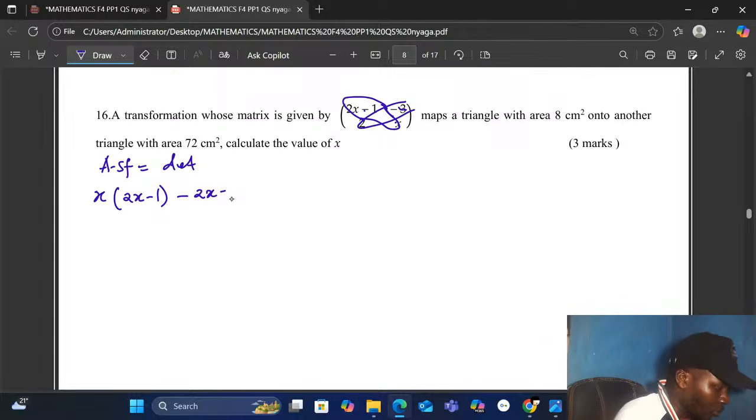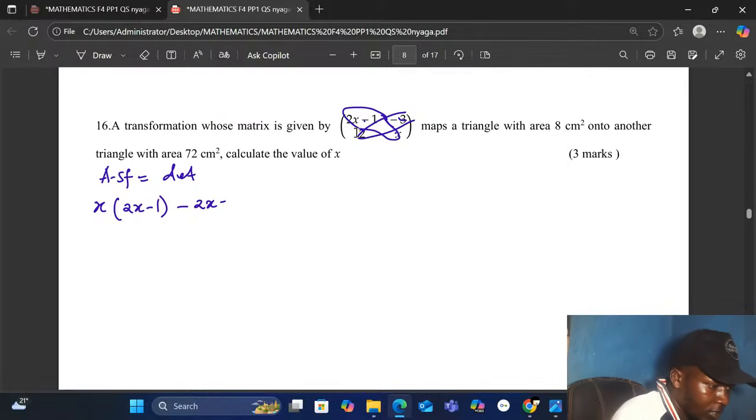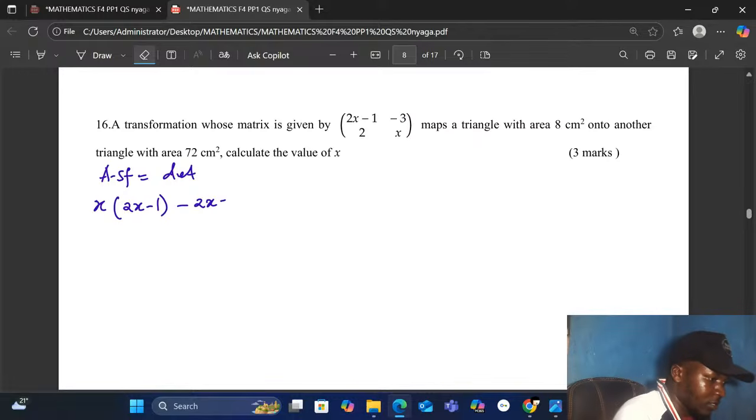Now minus 2, that is 2 minus 3, not 2x. Sorry, let me rub this so that I can see. So we shall have x into 2x minus 1 minus now 2 times negative 3, which gives us the area scale factor.